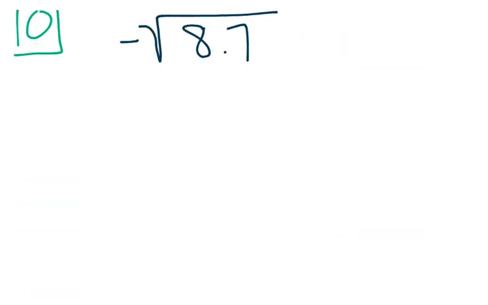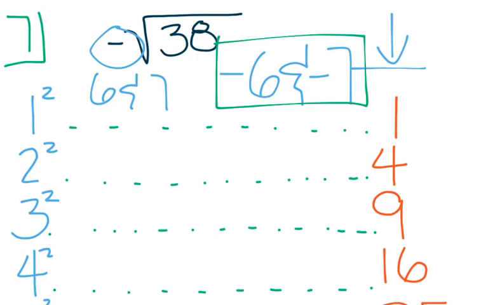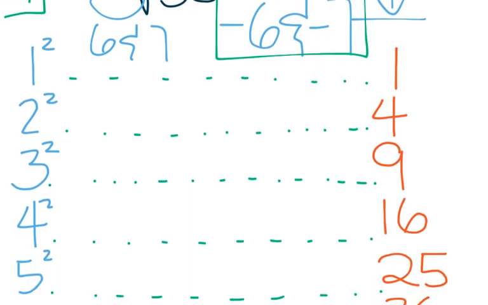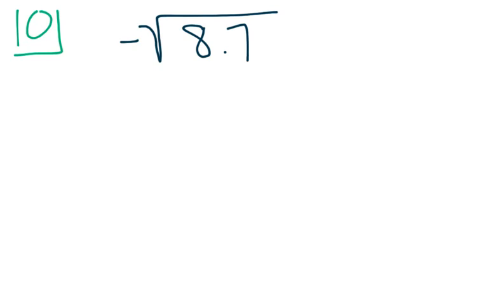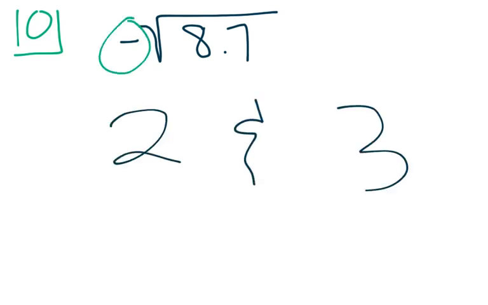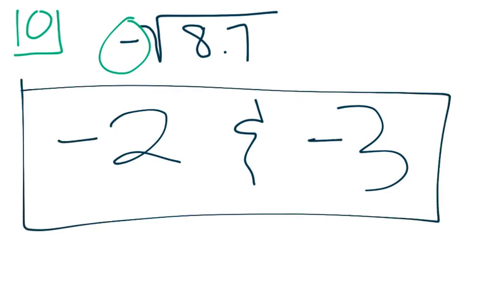So for number 10, we have square root of 8.7, or negative square root of 8.7. So if we refer back to this chart, 8.7 is going to be right, nope, not here, because it's less than 9, so right here, between 4 and 9. So that means it is also between 2 and 3. So if we look here, we're going to say 2 and 3. And since this is negative, these are also going to be negative. So this is your answer for number 10.